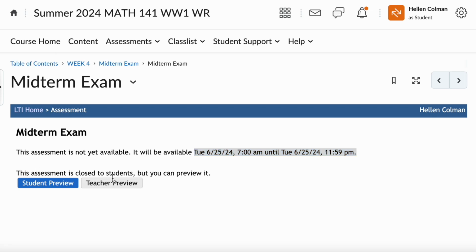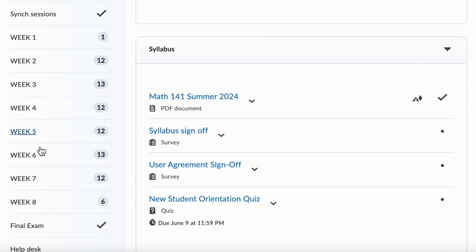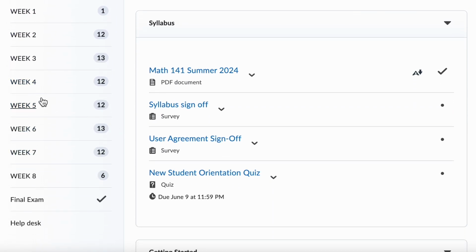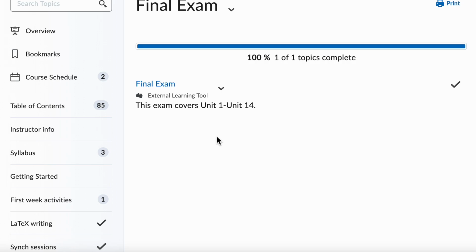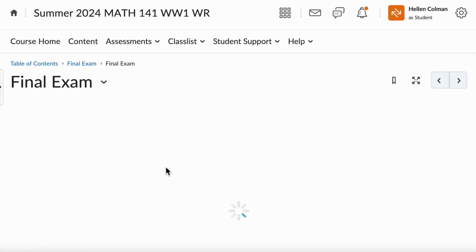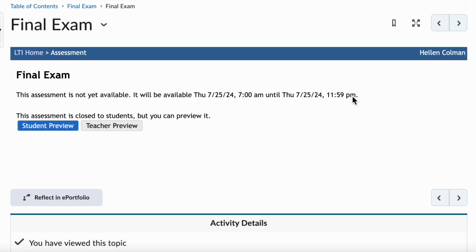So coming back to the table of contents, we said that we have the same structure every week, except that at midterm you have this exam, and also at the end you have the final exam that covers everything. We can click on the exam now, and this is the day that it will be available. Again, it's going to be available during the whole day from 7 in the morning to midnight.